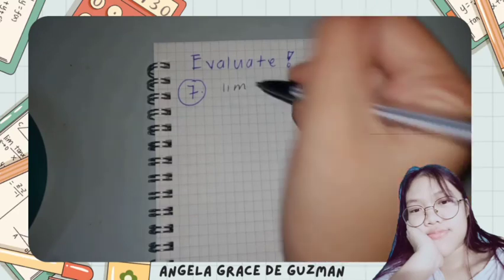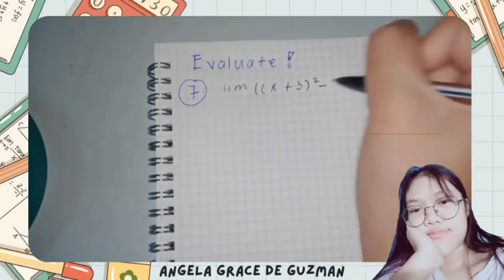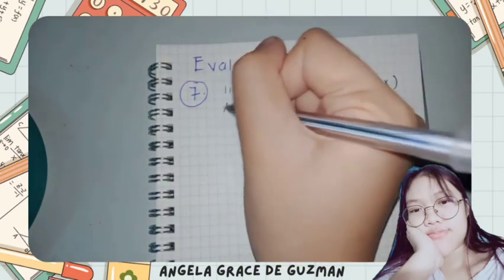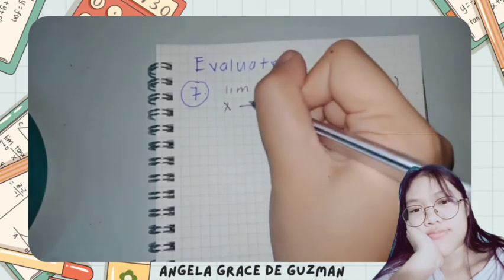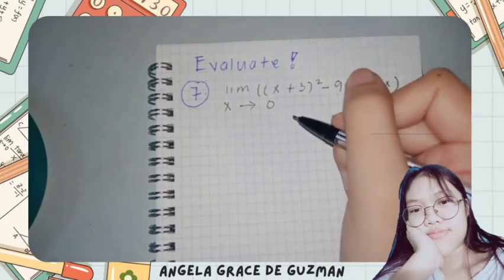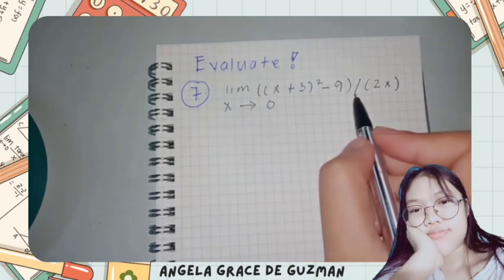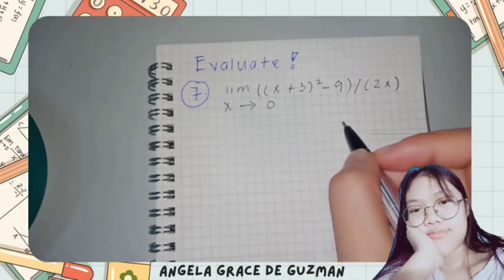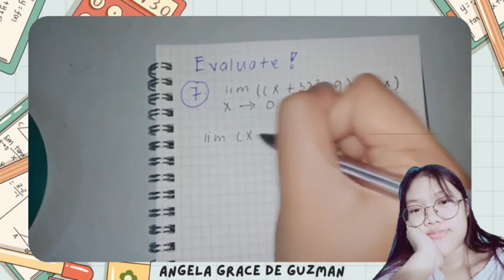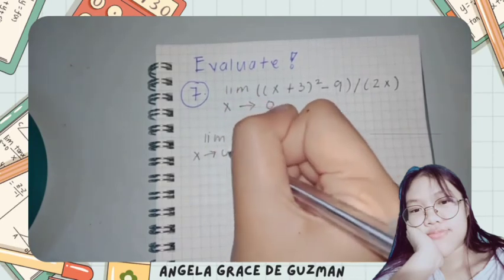Evaluate number 7. Limit of (x plus 3) squared minus 9 over 2x, as x approaches 0. Before we proceed, let us also try to change every x to the value 0, and let's see if the result will be a limit of the function. So, limit of (x plus 3) squared minus 9 as x approaches 0.